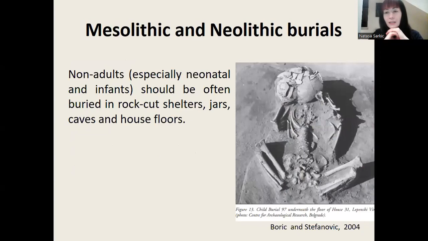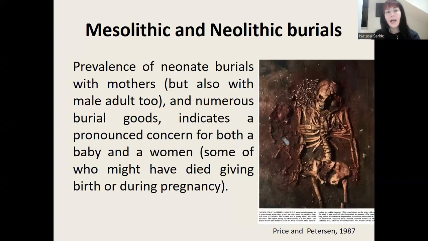And in this period, Mesolithic and Neolithic, we can also see special care for non-adults, and especially for very small children. They could be buried in rock-cut shelters, jars, caves, or in house floors. So some sort of special protection, a different ritual for them, as they're very small and fragile. They often stay closer to the house, or they have some sort of extra protection. And there's a huge prevalence of neonate burials with mothers or some other adults, again pointing to some sort of connection and special care for the small ones.